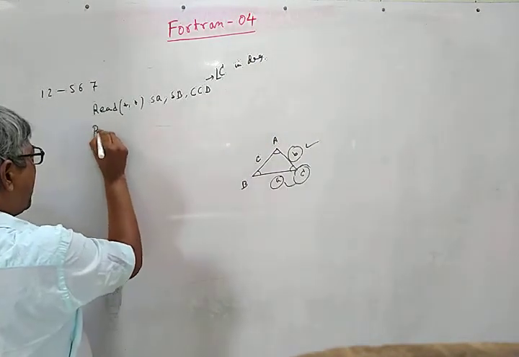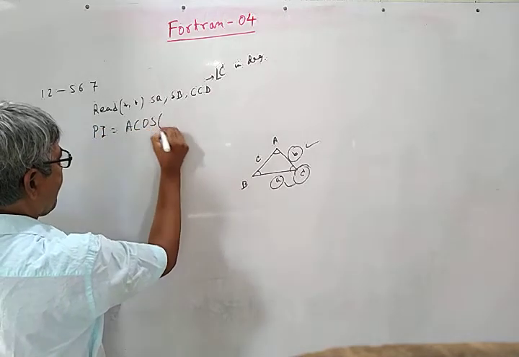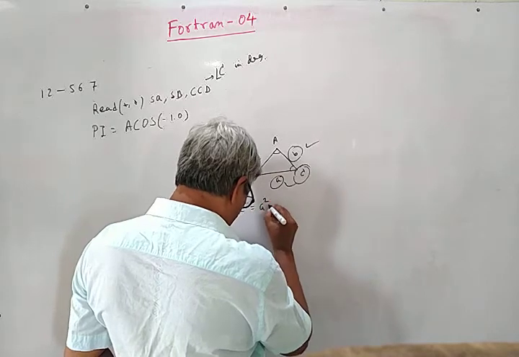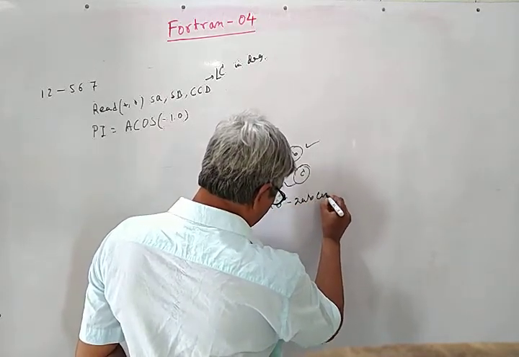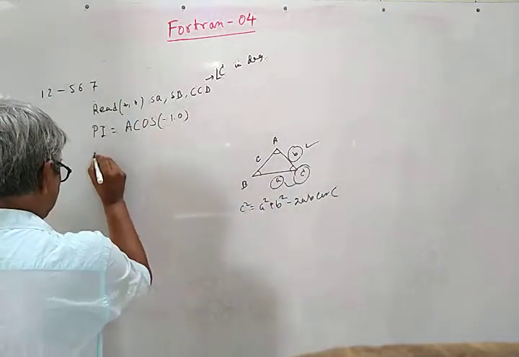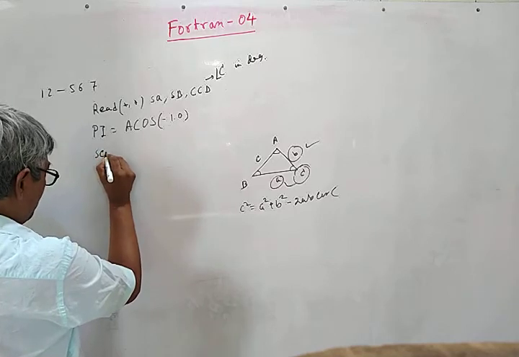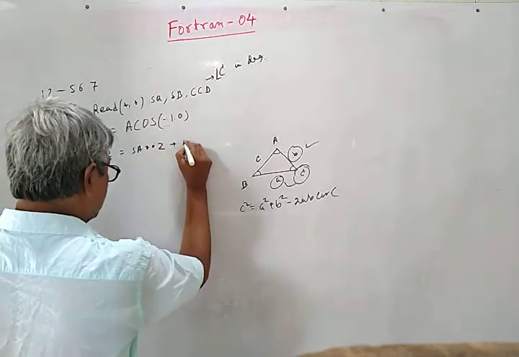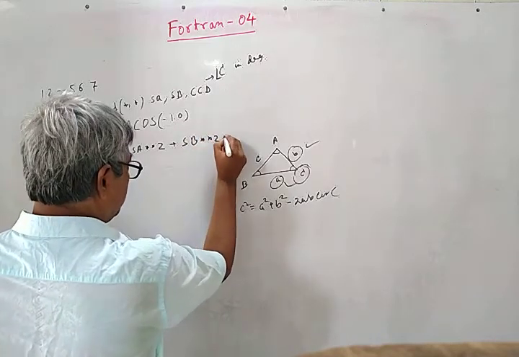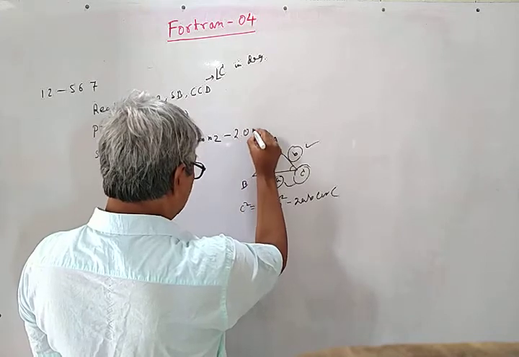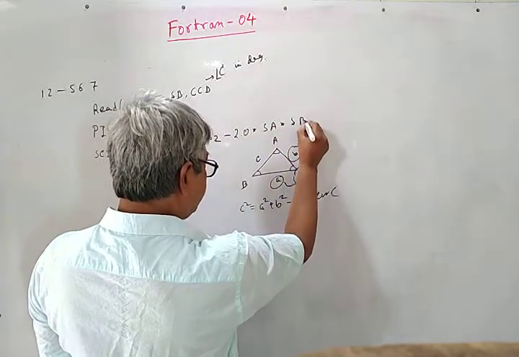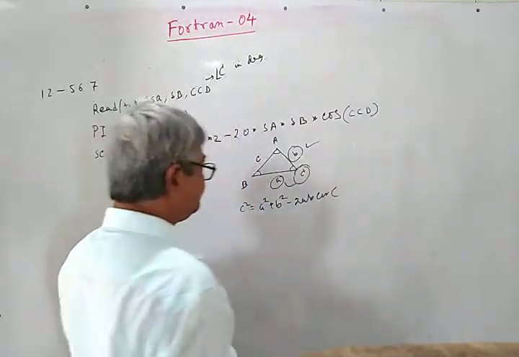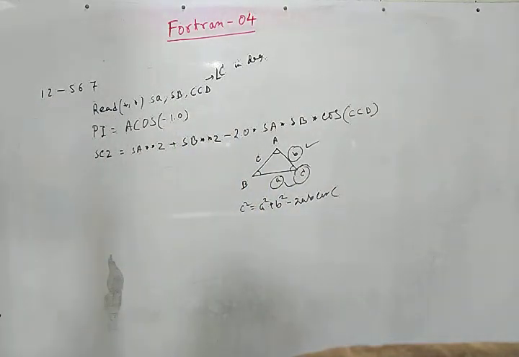First thing is to define pi. Then the third side: we know that c square is equal to a square plus b square minus twice ab cos of C. So small c square is SA double star 2 plus SB double star 2 minus 2.0 star SA star SB star cos of CCD. Think of it. Is there anything wrong?